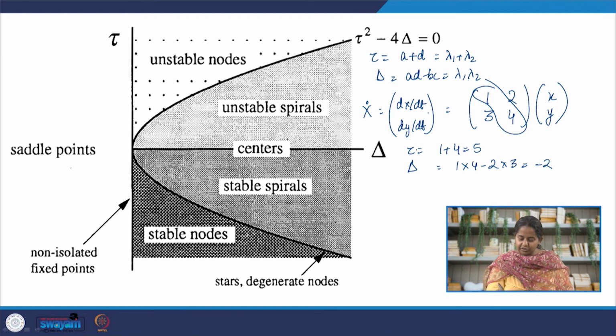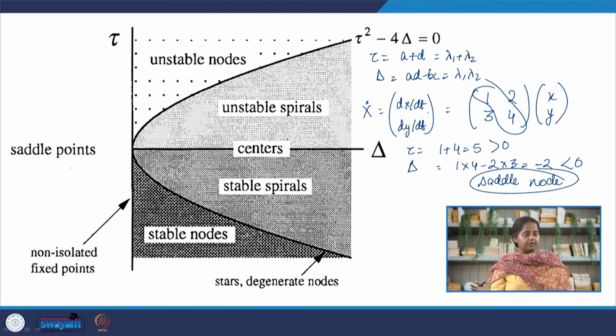So notice here your tau is positive, your determinant is negative. Here the tau is positive, the delta is negative. So where are we? We are in the second quadrant. We are talking about a saddle node. So even without finding out what lambda 1 is, what V1 is, I know it's a saddle node.